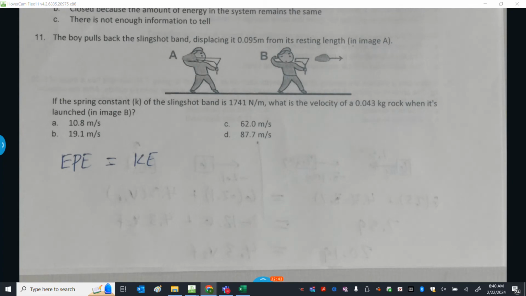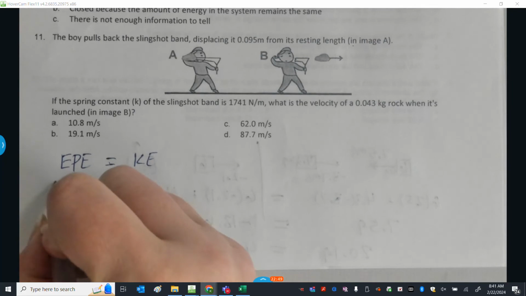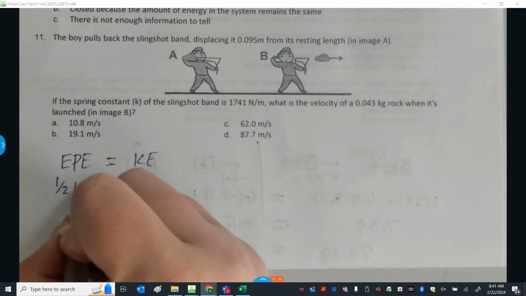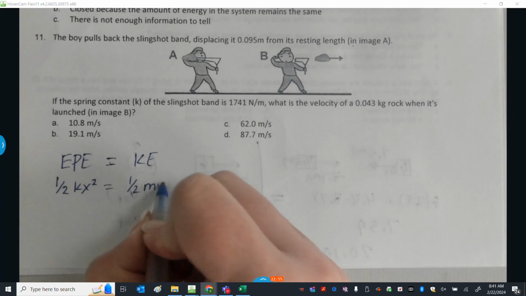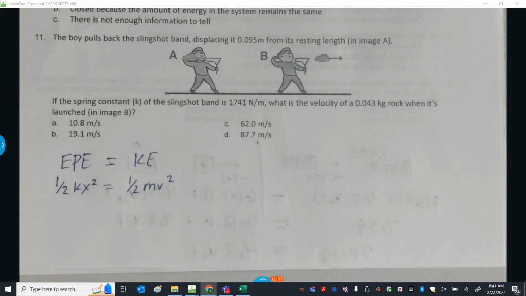But the question doesn't give us the elastic potential energy. It gives us a spring constant. It gives us a displacement. It gives us a mass. We need the variables. EPE is 1/2 kx squared. KE is 1/2 mv squared. That's what you're going to substitute into, but you have to be able to write the equation. If you can't write it, you obviously can't get the answer, unless you just happen to guess.